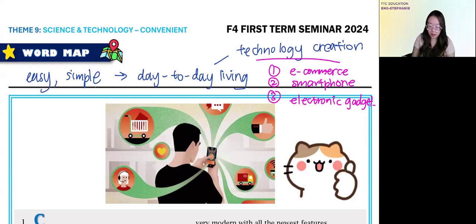So this will be talking about convenience: easy, simple, day to day. So these are things that you need to take note of. And with convenience, this is actually an abbreviation for it, right? We will be branching out to different words. So in total, we prep 10 for you.